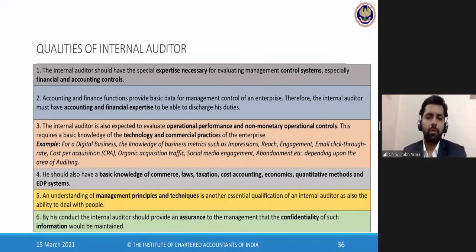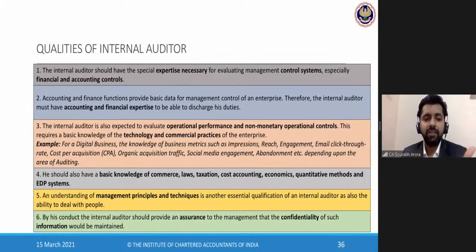Qualities of the internal auditor. The internal auditor shall have special expertise necessary for evaluating the management control system, especially financial and accounting control. So, expertise necessary for the control system, financial and accounting controls. Then accounting and financial expertise to be able to discharge his duties, because a lot of the data that he will deal with will have to do with accounts and finance. So he must have accounting and financial expertise as well.